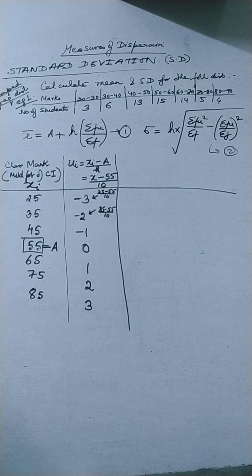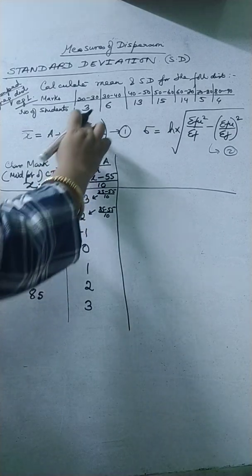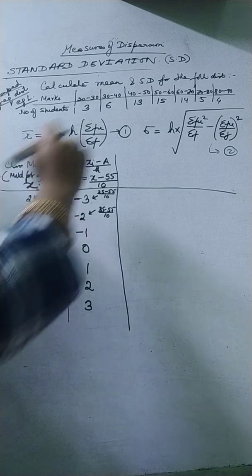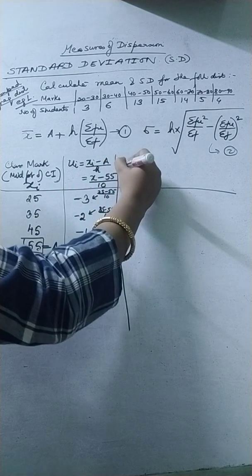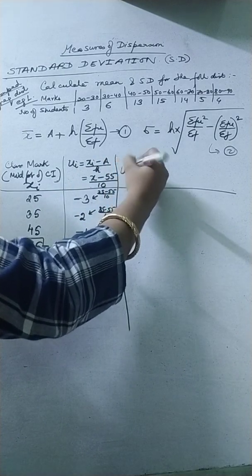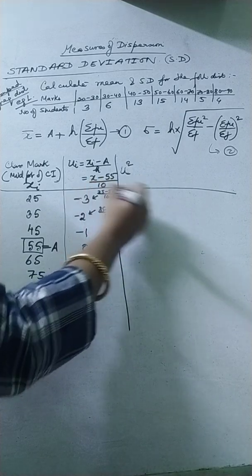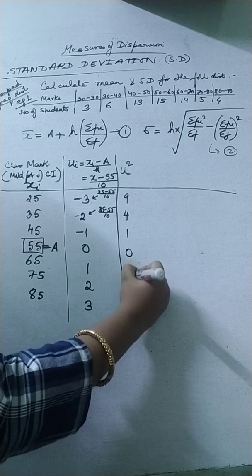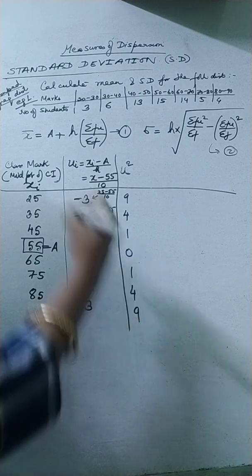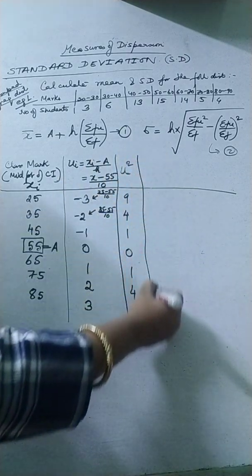What do I need now? I need fu, and I need summation f and f of u square. So let me write u square first and then I will write f into u. What is u square? This column is going to be 9, this is going to become 4, this is 1, this is 0, this is 1, this is 4, this is 9. So u square is written.